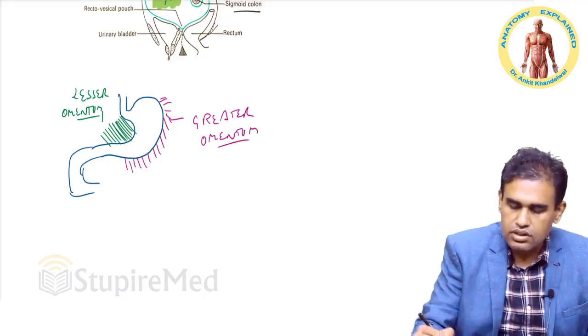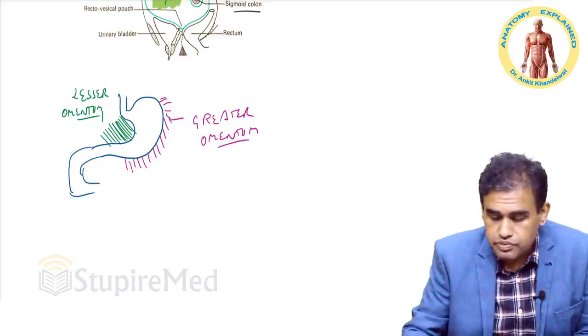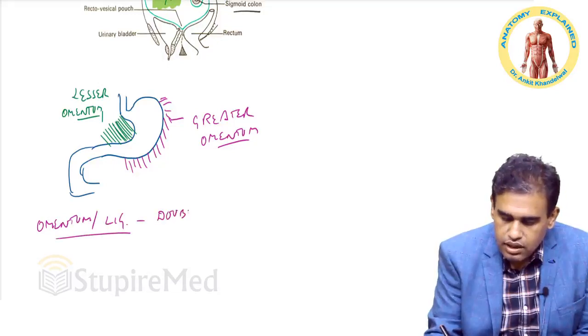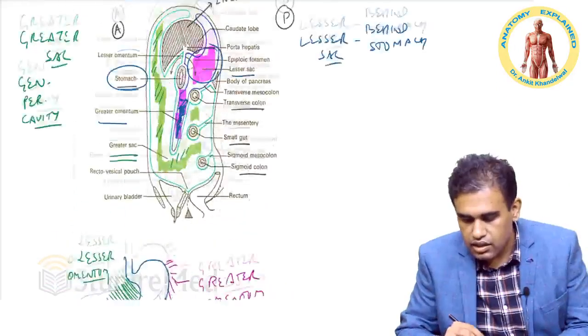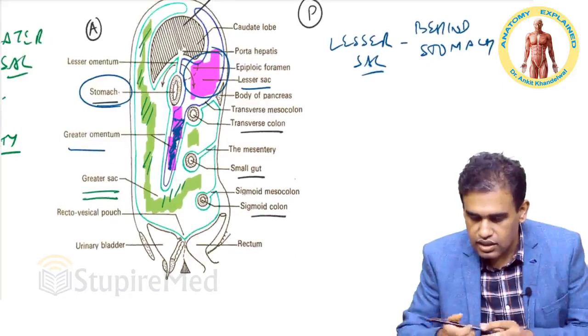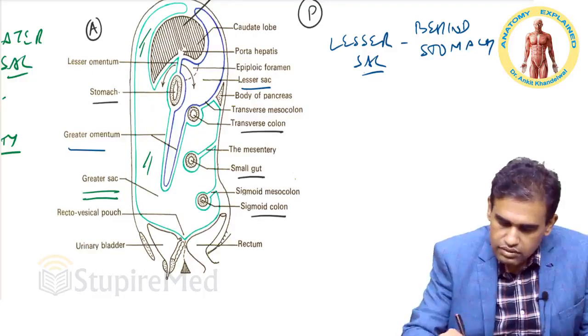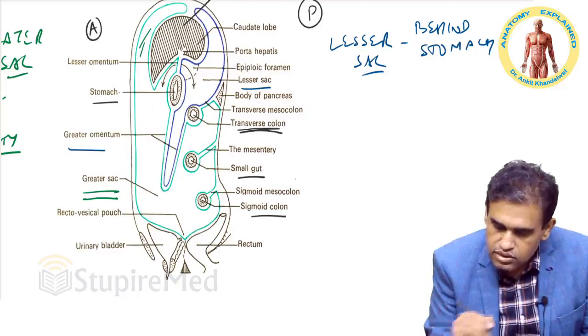Wherever you see and read the words omentum or ligaments, they are nothing but double layered folds of peritoneum. That's it. Coming back again to this figure, now let's see the other things. What we can see in this figure. Now we have seen some organs over here. I'll try to highlight them. Let's take this transverse colon.